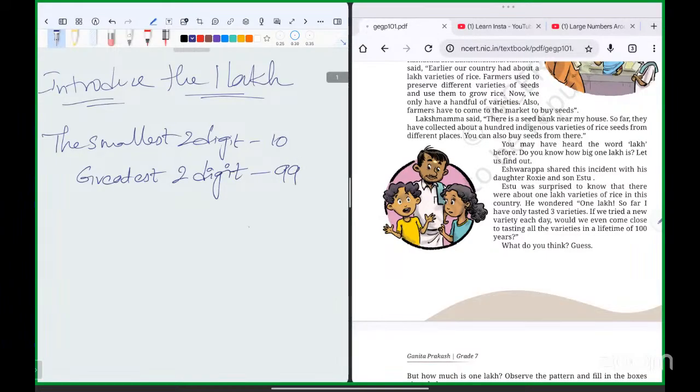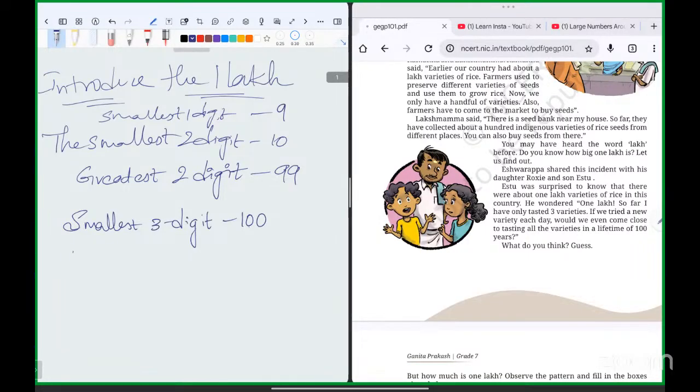The greatest one-digit number is 9. So whenever we add 1 to the greatest one-digit number or the greatest two-digit number, we get the smallest number with the next digit. Like suppose we add 1 to the greatest two-digit number 99, we get the smallest three-digit number, which is 100.